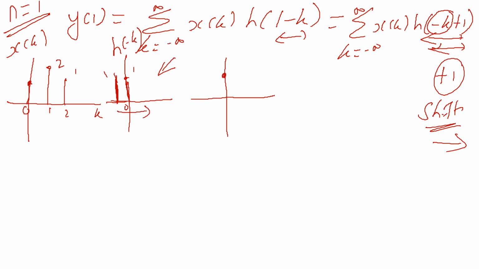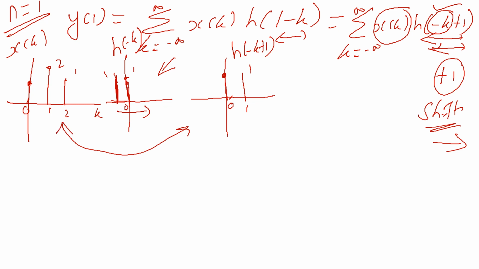So again this particular point has come here. Then the next particular point will be coming here. This is nothing but h of -k + 1. Now what I have to do is take the product between x of k as well as h of -k + 1. So we just need to take the product between the two.